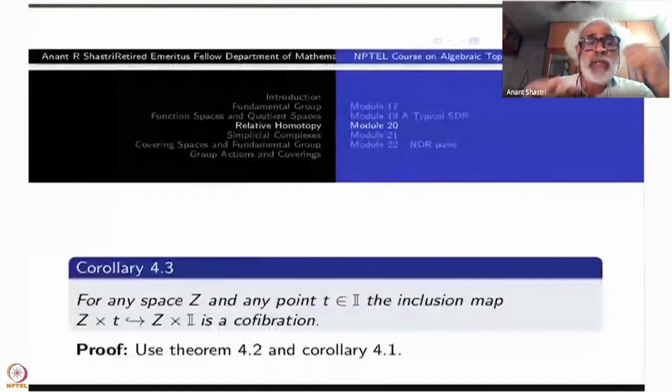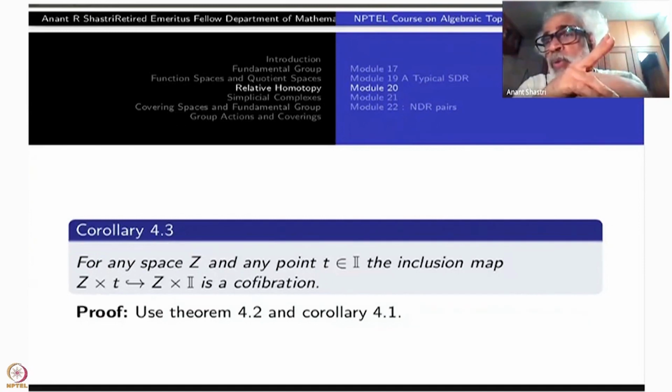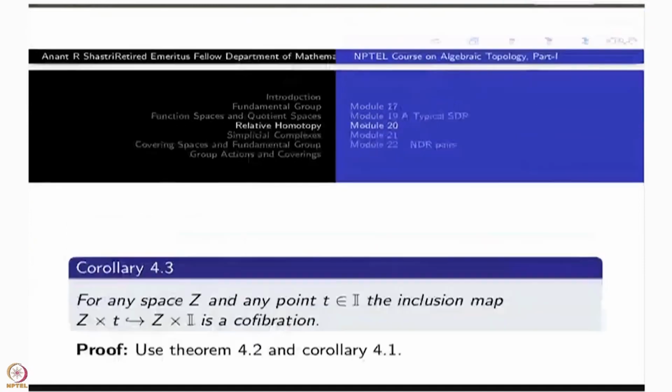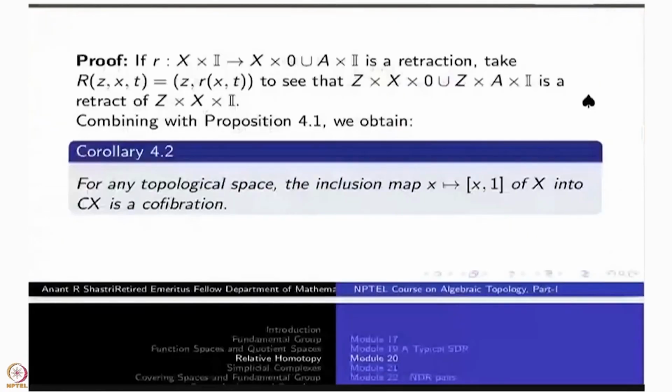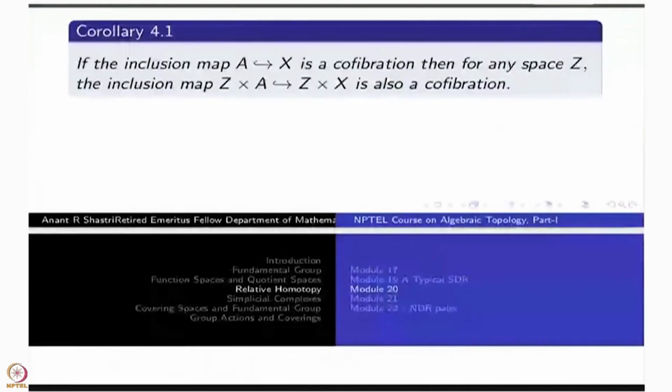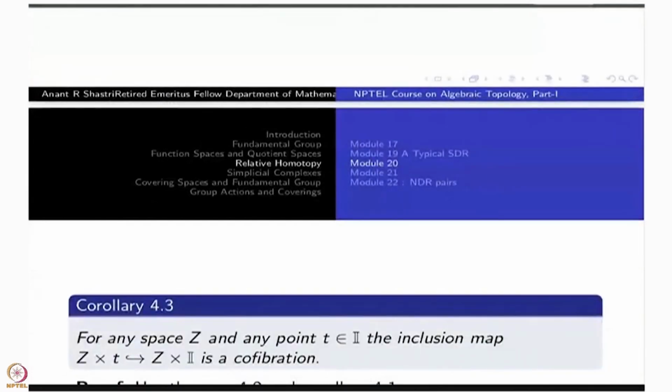Once you have this, take any space Z and any point t in I. The inclusion map Z cross t in Z cross I is a cofibration. This is a direct consequence of two of the previous theorems. First, you can use this one, and then you can use this product theorem. So combine these two corollaries, and you get this corollary. For any point t, Z cross t inclusion into Z cross I is a cofibration.